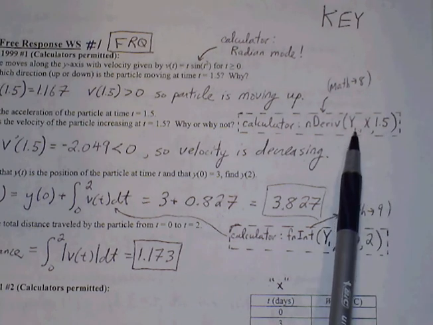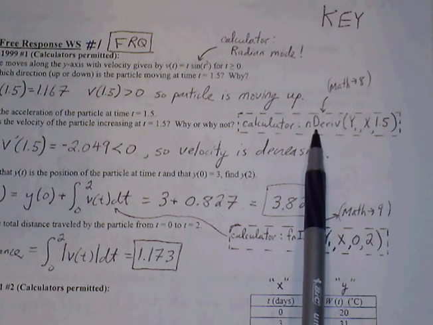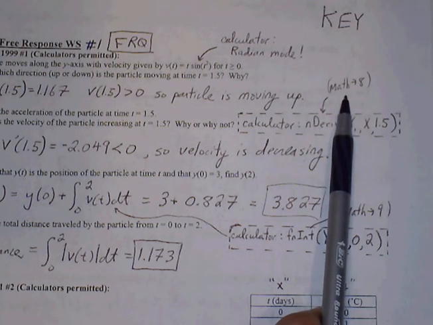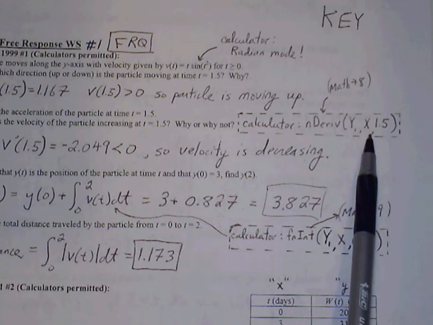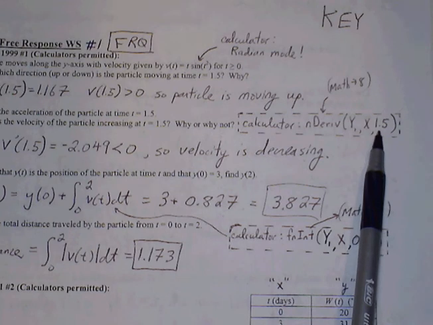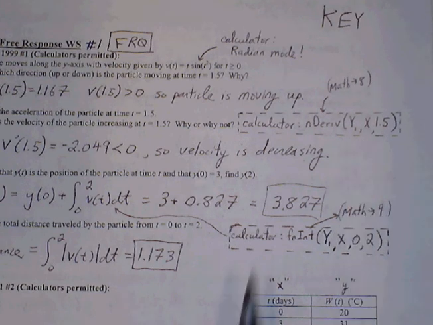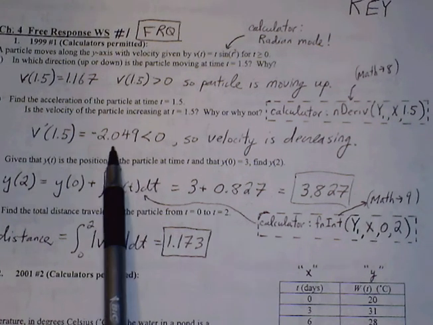So if we plug in the calculator this y sub 1, this velocity function, then we can use the function in the calculator, the nDeriv, which you can go to math 8 nDeriv, and here we plug in the expression. The y sub 1 will represent the velocity, our variable, which is x, and then the value that we want to evaluate the derivative at, which is 1.5. So plug that in, and in your calculator you should get negative 2.049.